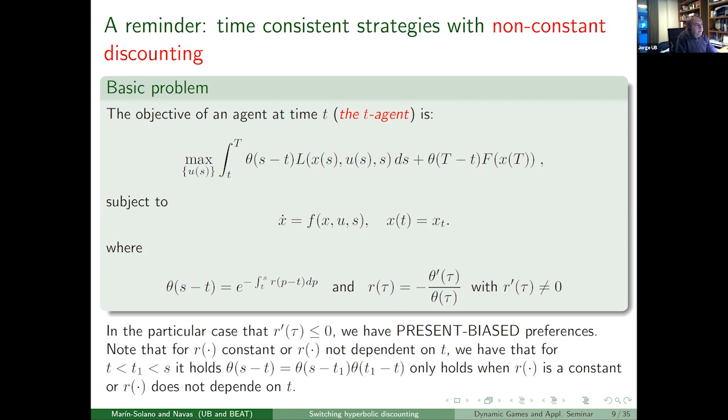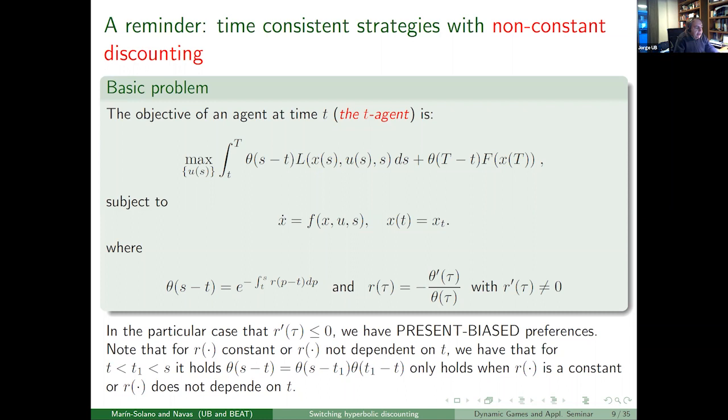We can do this by generalizing the discount functions, for instance, by specifying something like this. Here we also have an exponential function, but now the instantaneous rate of time preference, represented by this small r, is no longer constant. If we assume that it is not constant and it is not increasing, we can capture the idea of present bias preferences. And this instantaneous rate of time preference depends on the position of the decision maker, small t. With this, we will have a problem of inconsistency.